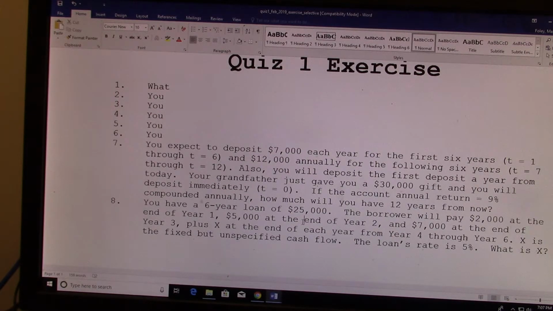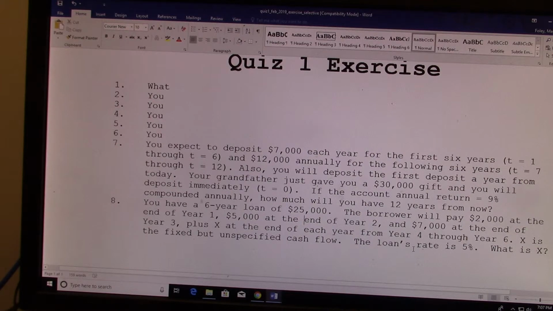How much is X? Okay, so it's also uneven cash flow, so it's a different amount each year. But after year 4, from year 4 to year 6, it is the same amount. So how much is this X? Interest rate is 5%. What I suggest you do is use this calculator again. It's an easy way.